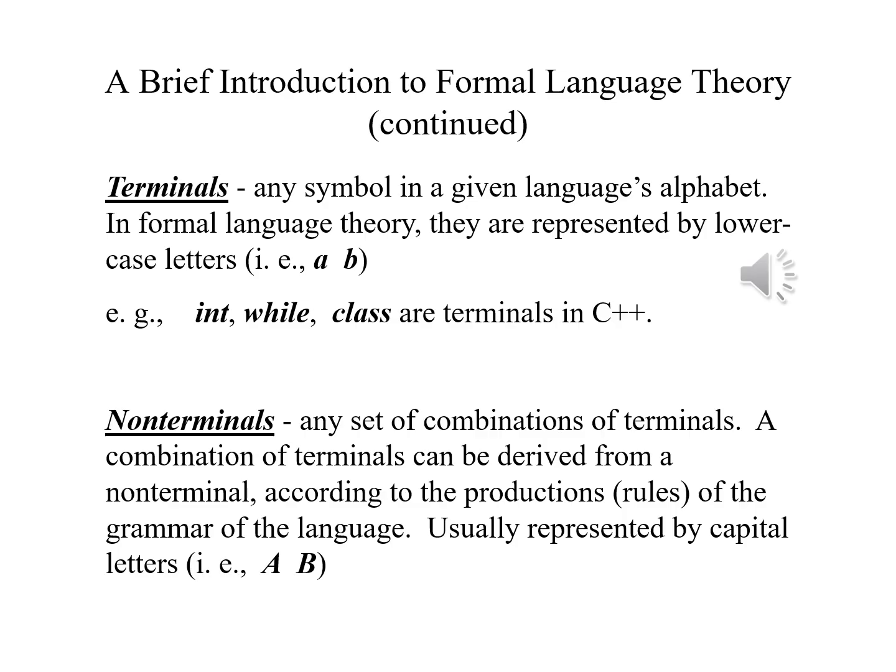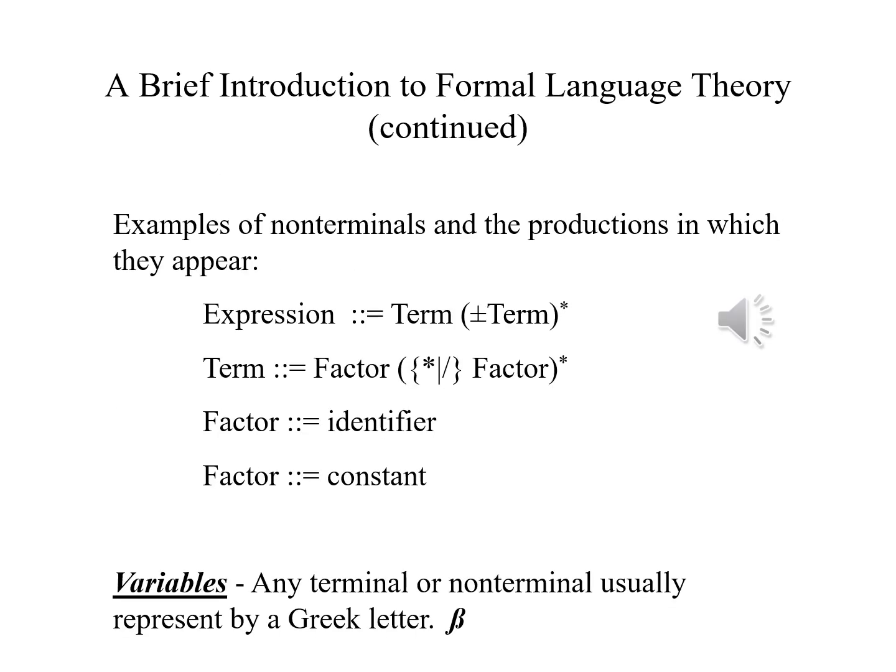Non-terminals are combinations of terminals. A combination of terminals can be derived from a non-terminal if we follow the rules or the productions of the grammar of a language. Typically, these will be represented by capital Latin letters, as you see here, for example, capital A and capital B. What you see here are examples of non-terminals and productions in which they may appear.